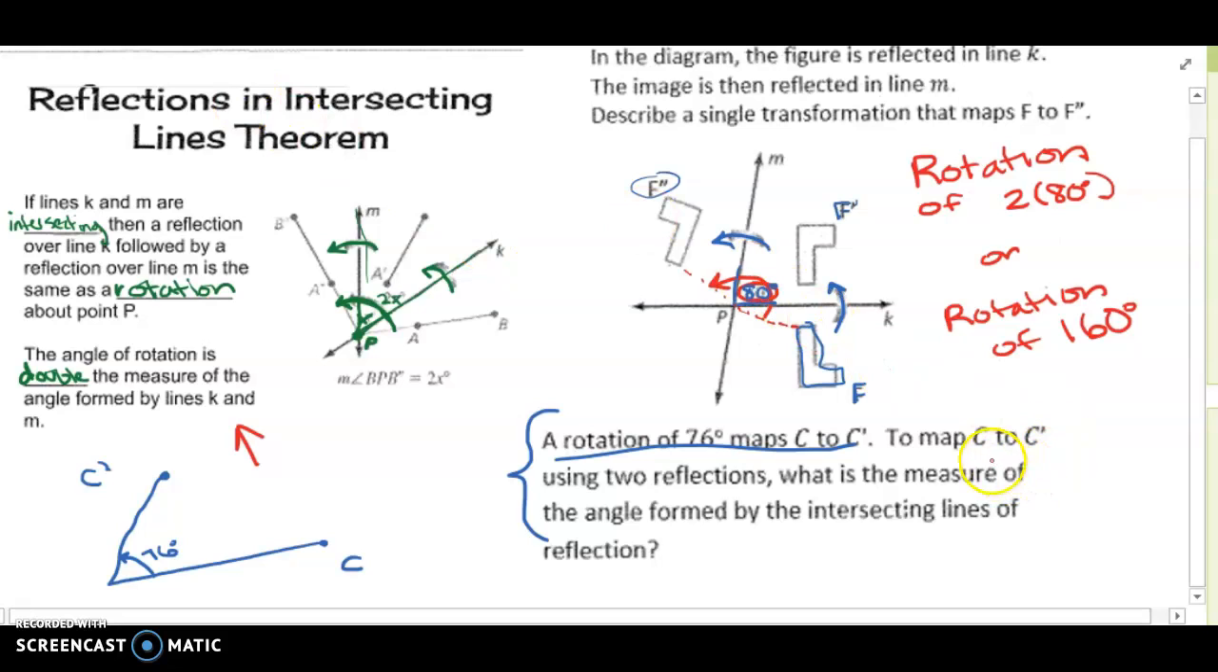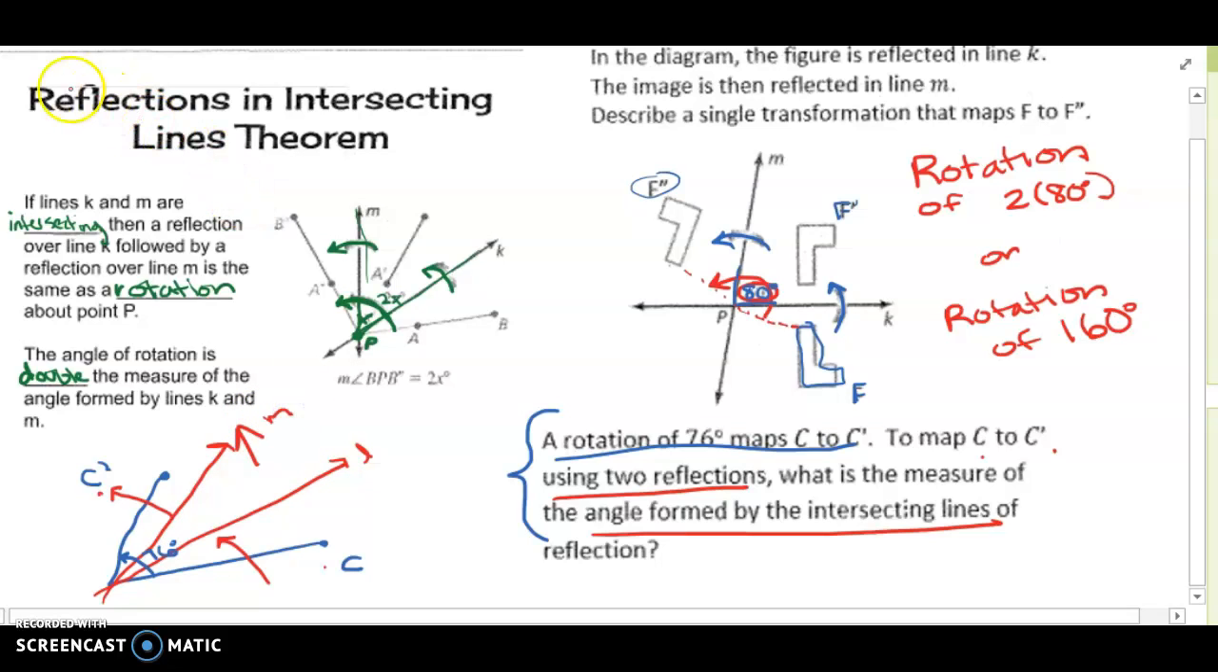Okay, now it says to map C to C prime using 2 reflections. What is the measure of the angle formed by the intersecting lines? So it's saying if I want to reflect it over 2 lines, here to here, and then here to here, what would be the measure between those 2 lines? So let's say we have a line here and a line here. Say this is L, this is M.